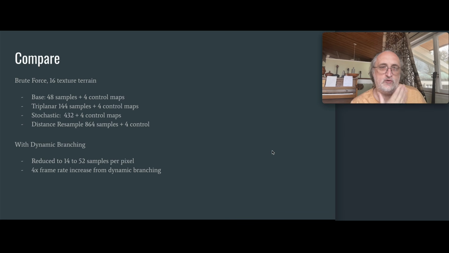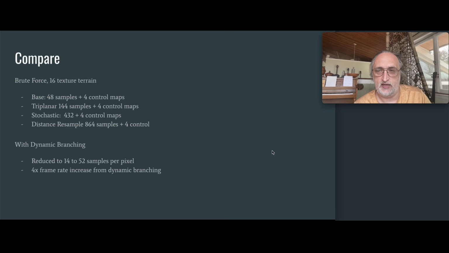And yeah, so if we go back and compare our brute force 16 texture terrain with, in this case, the basic texturing, triplanar, stochastic, and distance resampling, right? Which are all great features for making your terrain look good. It would be 864 samples plus 4 for the original control maps. That's an insane amount of samples.